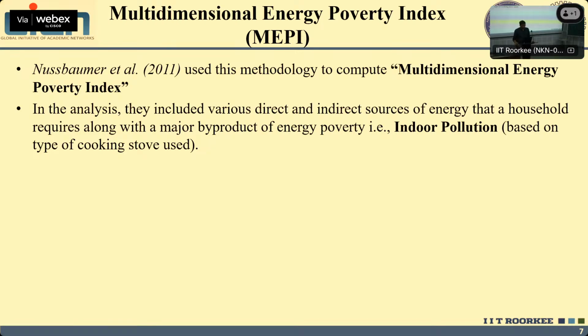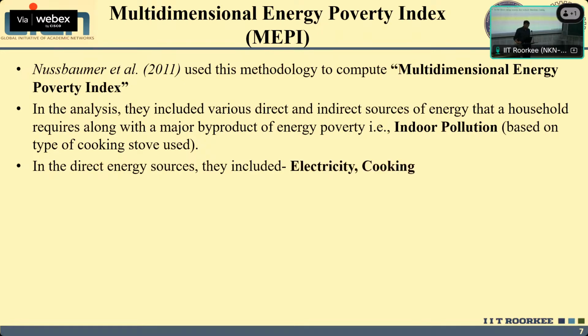As I just said, energy poverty is again considered an umbrella term, and it includes various direct and indirect sources of energy that a household requires, along with a major byproduct of energy poverty. Most importantly, as far as the consumption side is concerned, which we have been emphasizing, it is largely about indoor pollution, based on the type of cooking, maybe with a stove or other forms of cooking. In the Indian context, if you scan through the data, you will find that from the household perspective, it is mostly addressed to the issues of indoor pollution. Otherwise, we are limited with other indicators except electricity.